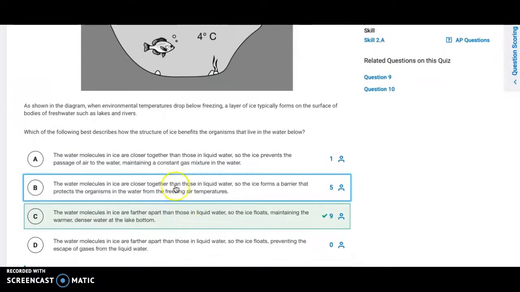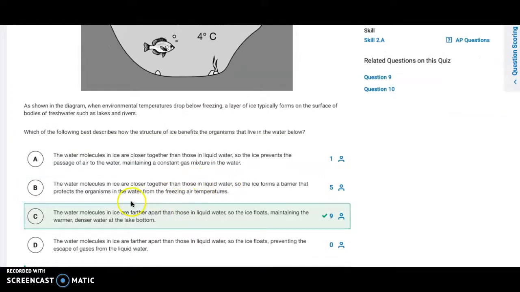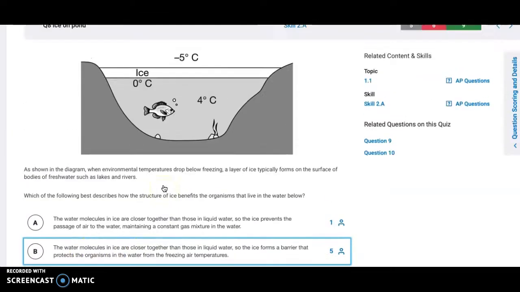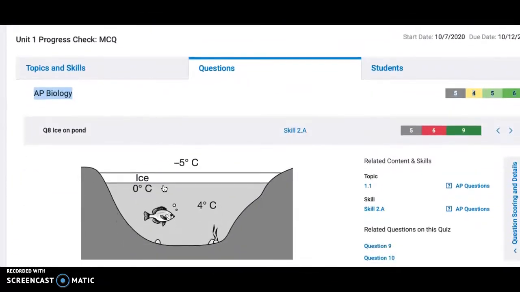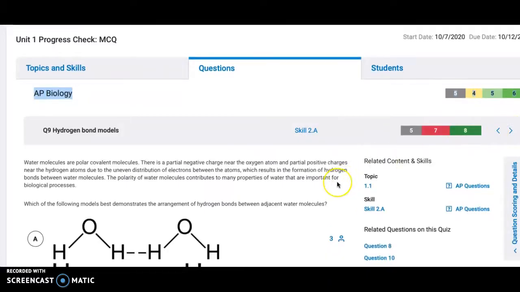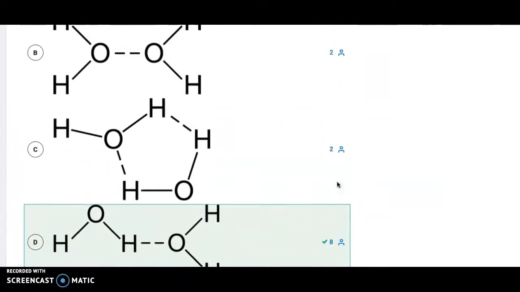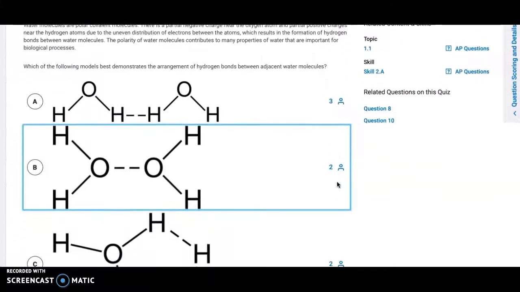A lot of you got tricked by B. And this second part of the question is true. Ice forms a barrier that protects the organisms in the water from freezing air temperatures. That's true. But the reason given for why water molecules in ice are closer together is wrong. They are not. They are farther apart. So make sure you go back and review the structure of water and ice. Again, a lot of you got this one wrong, a lot more than I would have expected.